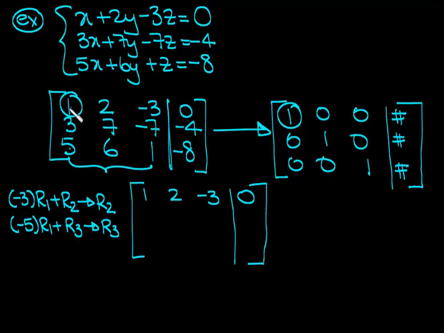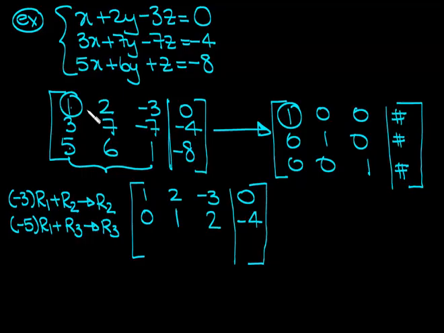So 1 times negative 3 is negative 3 plus 3 is 0. 2 times negative 3 is negative 6. Negative 6 plus 7 is 1. Negative 3 times negative 3 is 9. 9 minus 7 is 2. 0 times negative 3 is 0. 0 minus 4 is just minus 4.